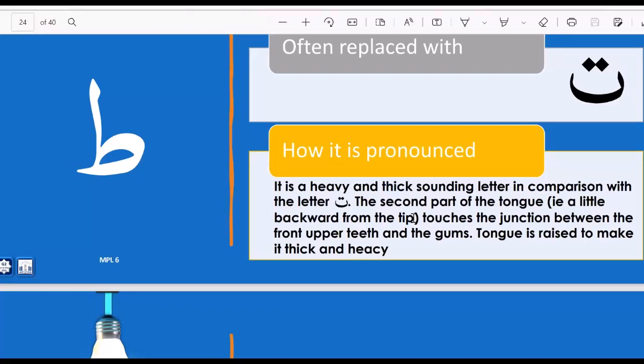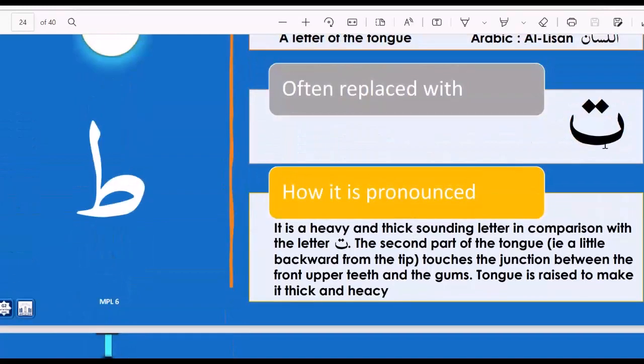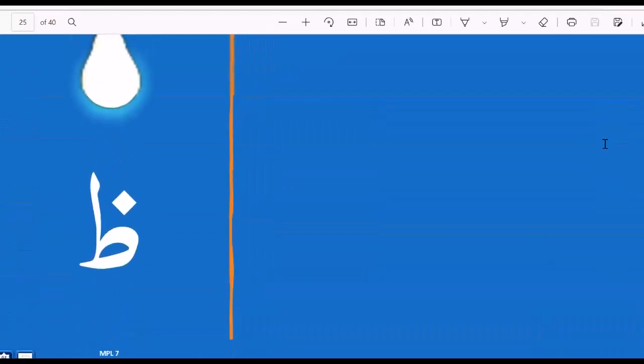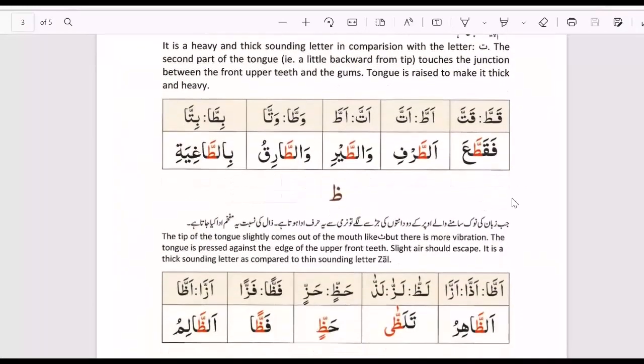You use the second part of your tongue. It touches the junction between the front upper teeth and the gums. You put your tongue over there and it makes the sound Ta. So it's a heavy and thick letter, and it's different from the other letter Ta, which is more thin. I'm going to show you a few examples. You can see that the letter Qaf and the letter Ta both are thick and heavy letters. You make a round mouth and a thick sound comes out of your mouth. Whereas when you have the other letter Ta, it is a more thin sound.